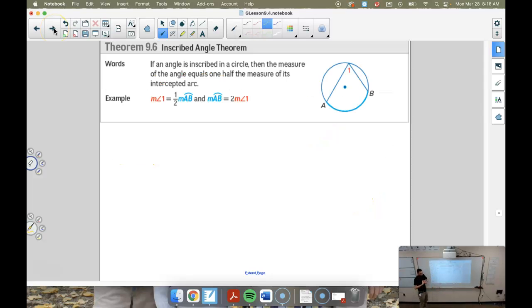All right, the connection is that the angle is exactly half of the arc. Okay, the measure of this angle here is half of this arc. I think that makes sense if you think about this.